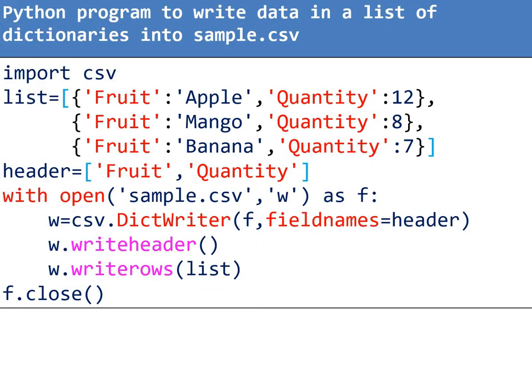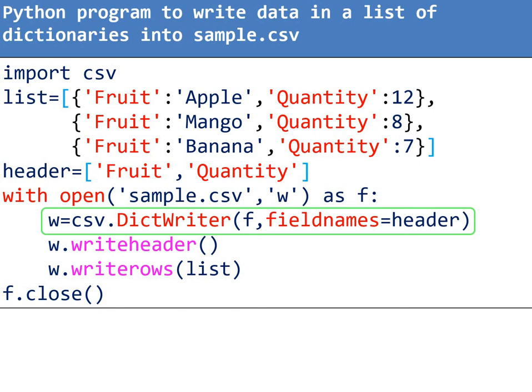For this, first of all, you take a list in which you store the dictionary keys. Here, fruit and quantity are the keys which I store in the variable header. After opening sample.csv in writing mode, I give the statement w is equal to csv.DictWriter(f, fieldnames=header).